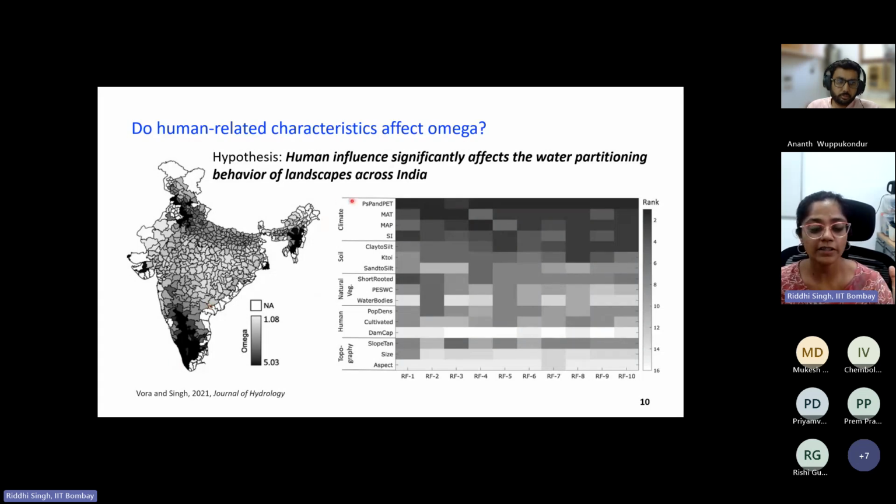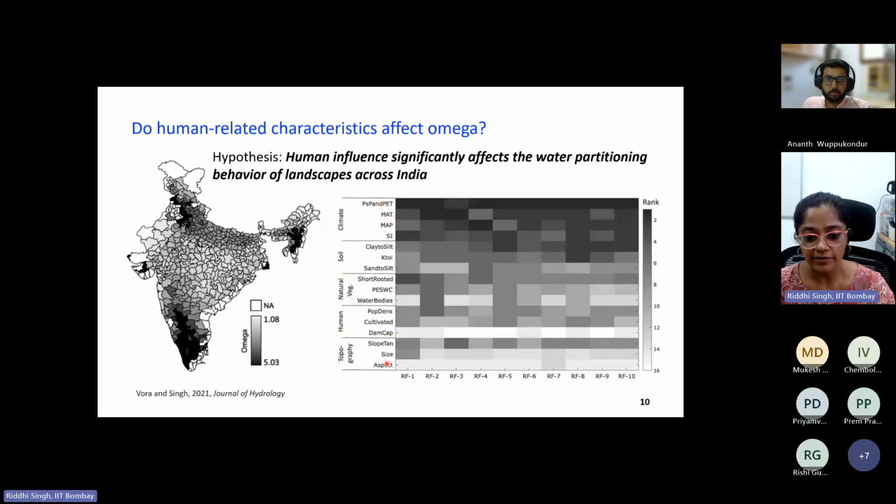So we took a large database of climate, soil, vegetation, human, and topography. So various climate indices, including mean annual temperature, precipitation, seasonality index, various soil indices like clay to silt ratio, various indices of land cover, like how much is the short rooted vegetation, how many water bodies. There is a longer list that we used, and then we used a machine learning algorithm, random forest, to identify the predictors which strongly explain the spatial variability of omega across India.